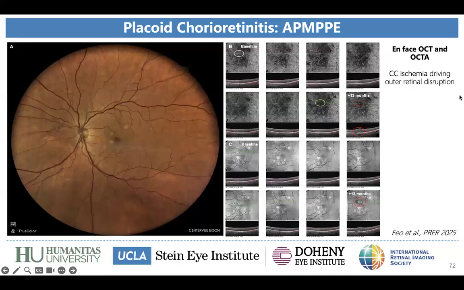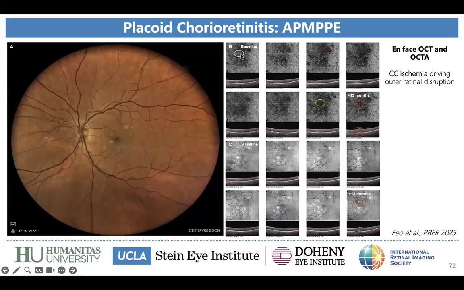Another example of application of ANFAS-OCTA in the context of inflammatory disorders is represented by placoid disorders. This is an example of APMPPE, so acute posterior multifocal placoid pigment epitheliopathy, and you can see the presence of an ANFAS OCTA here, with segmentation at the level of the choriocapillaris, and ANFAS OCT at the level of the outer retina.